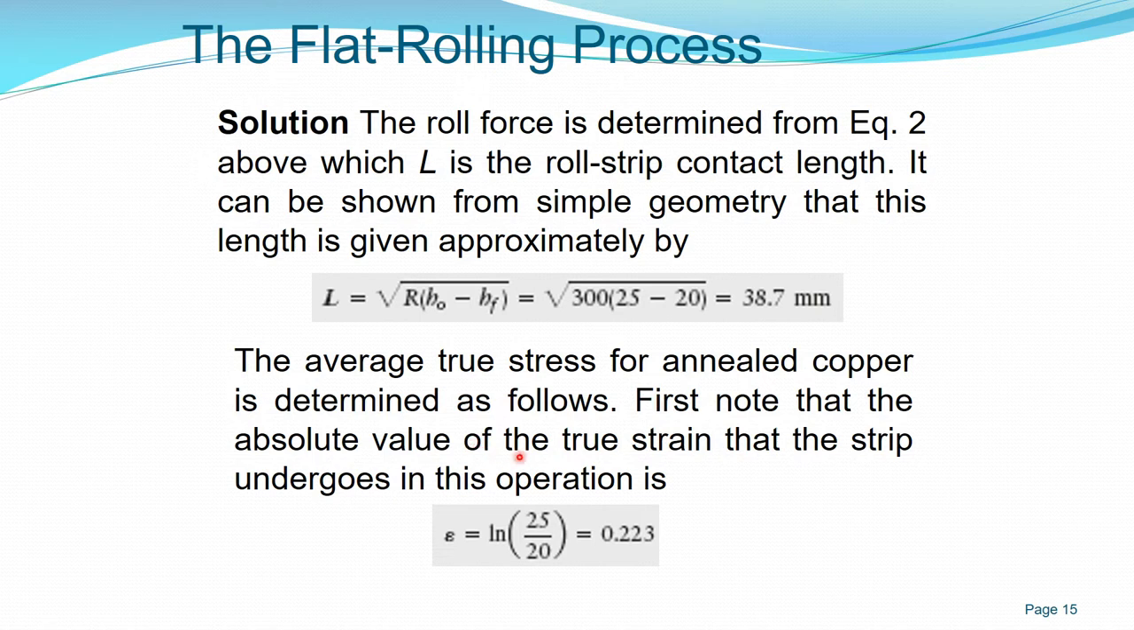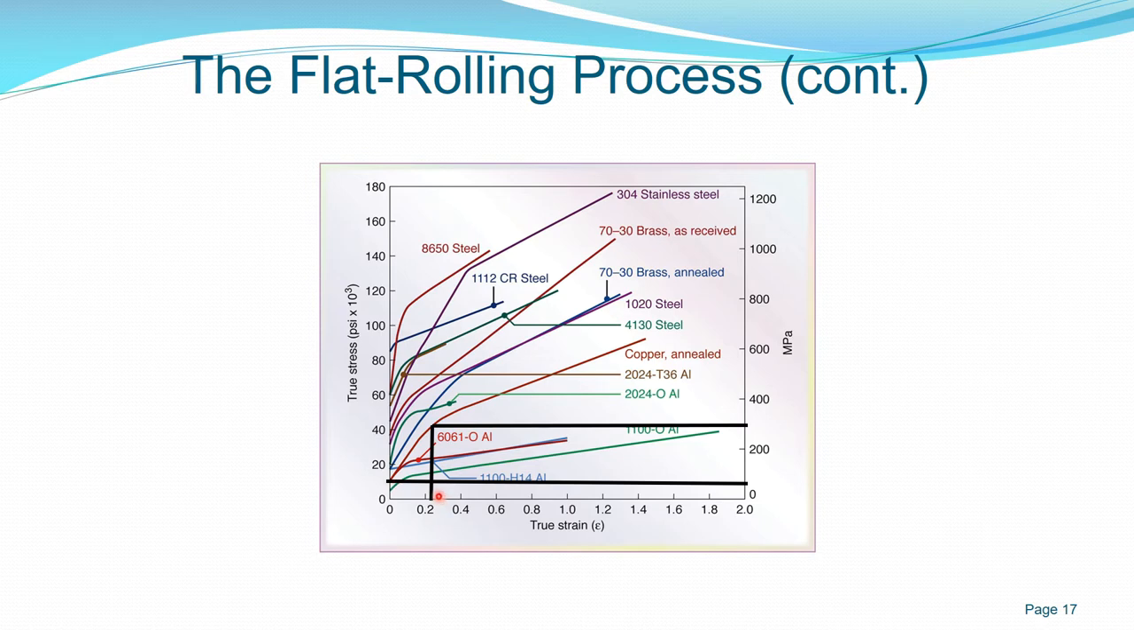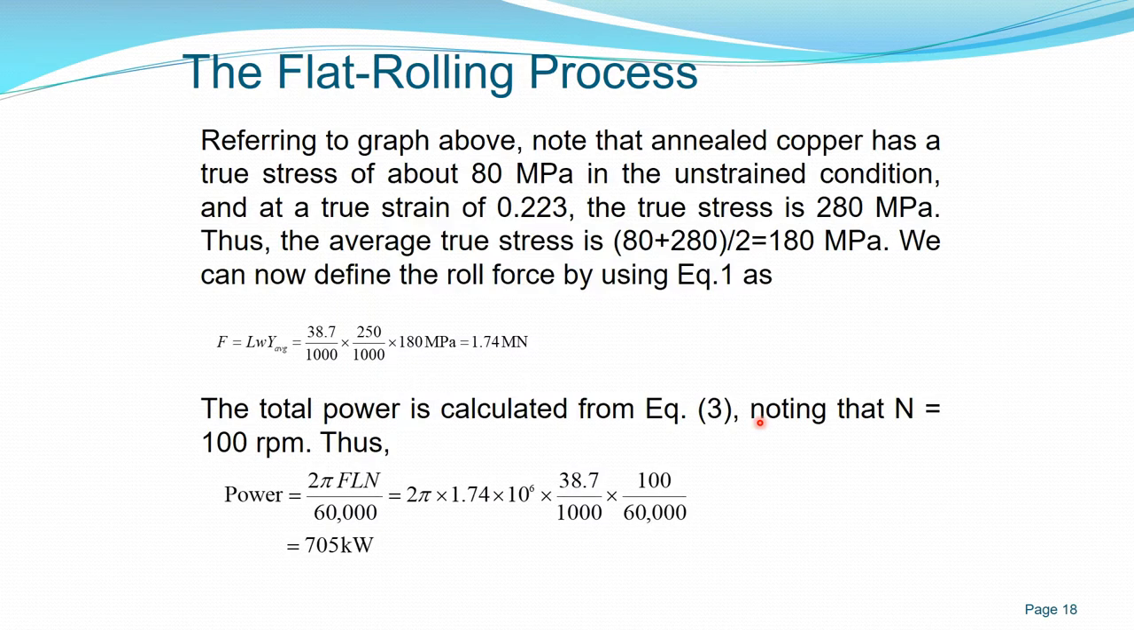First, note that the absolute value of the true strain that the strip undergoes in the operation is equal to ln of 25 over 20, which is 0.223. And from the true strain that we find here, 0.223, we go to the annealed copper curve, and from here we find the true stress value, which is about 280 megapascal.